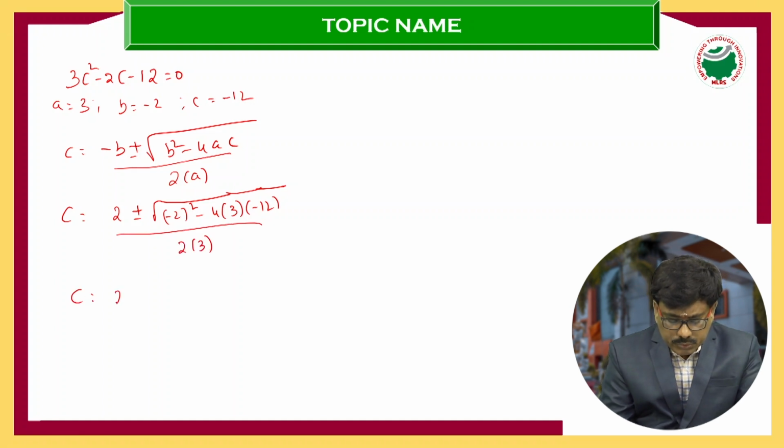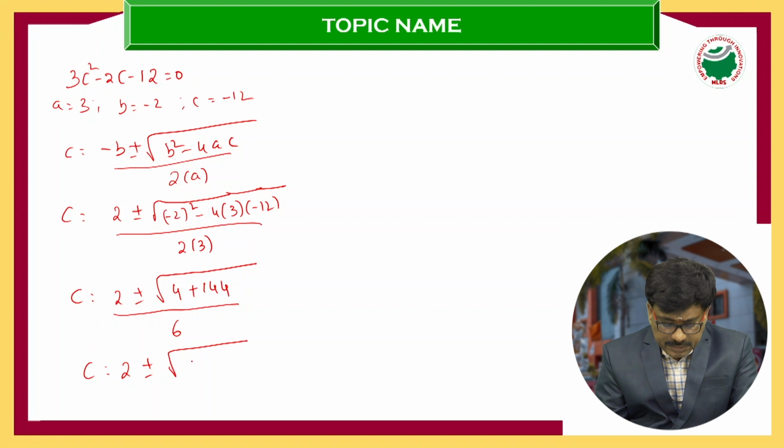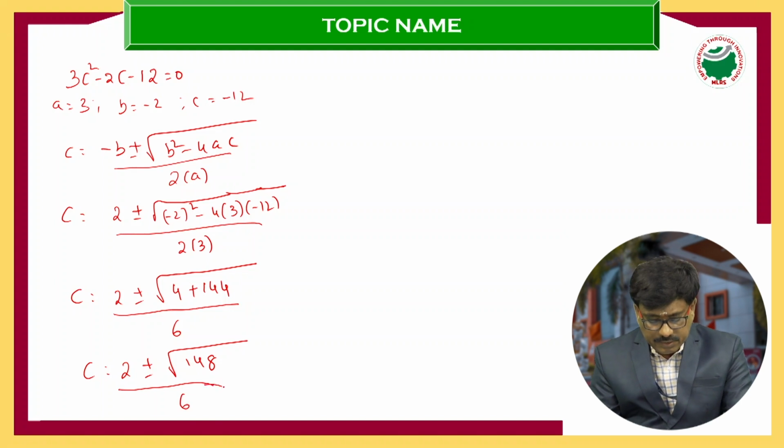Therefore, C equal to 2 plus or minus under root of minus 2 whole square. This becomes plus 4. This minus of minus is plus. This 4 times 3 is 12. 12 times 2, 144 divided by 6. C equal to 2 plus or minus under root of 148 divided by 6. We got the value of C.